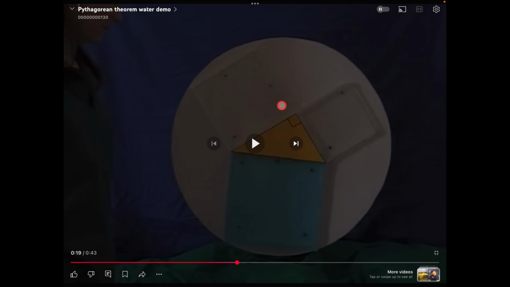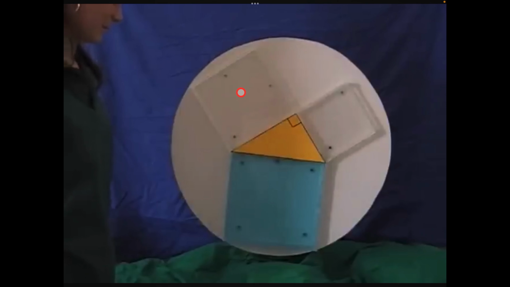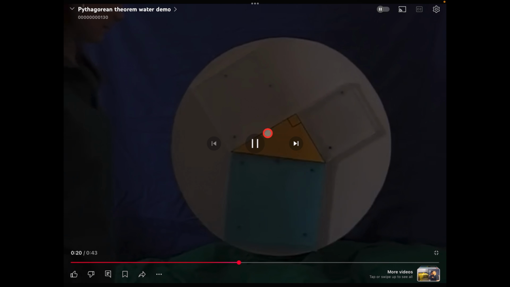I want to stop here because when she flipped the triangle, you can see that the areas from A squared and B squared combined and equaled C squared. This is the same thing as A squared plus B squared is equal to the total area of C squared. This shows how the Pythagorean theorem is proved using water. Now we can watch the rest.